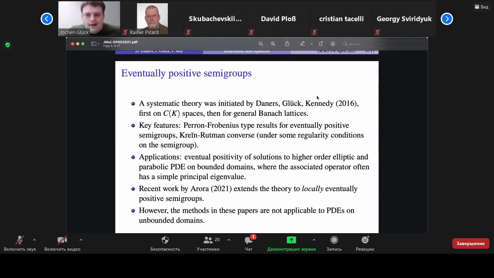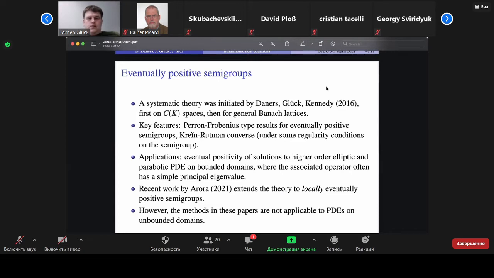So again, it hardly needs to be said, especially at a conference on operator semigroups, that positive semigroups is by now quite a classical topic and very well studied. But here we want to look at eventually positive semigroups, and a systematic theory for that was developed quite recently by Daniel Daners, Jochen Glück, and James Kennedy. There are two papers from the year 2016.